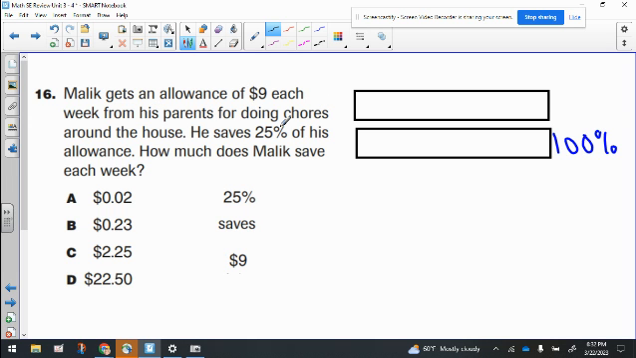Malik gets an allowance of $9 each week from his parents for doing chores around the house. He saves 25% of his allowance. How much does Malik save each week?